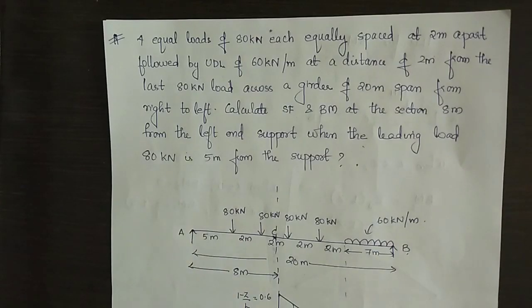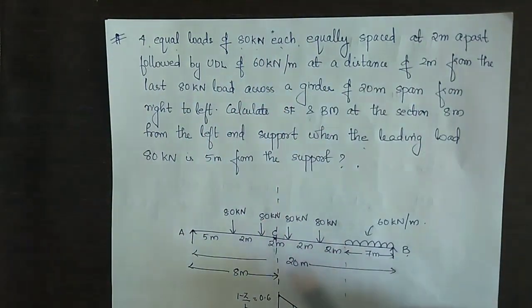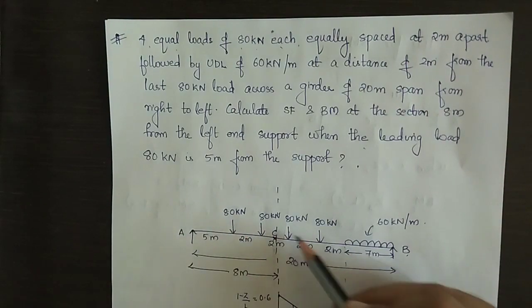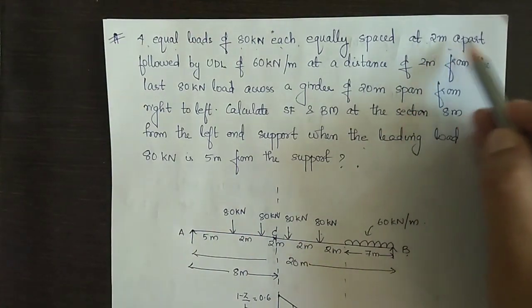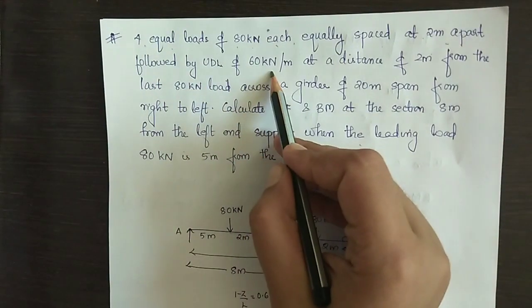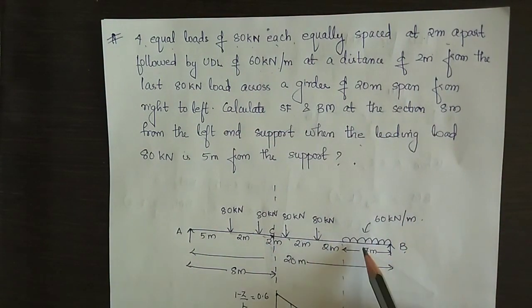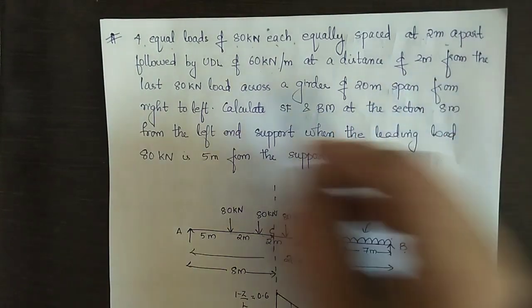Next, we shall solve the problem of a simply supported beam with the combination of point loads and UDL. 4 equal loads of 80 kilonewton each. So I have drawn 4 80 kilonewton loads equally spaced at 2 meter apart. Each 80 kilonewton is at a distance of 2 meter from each other, followed by a UDL of 60 kilonewton per meter.